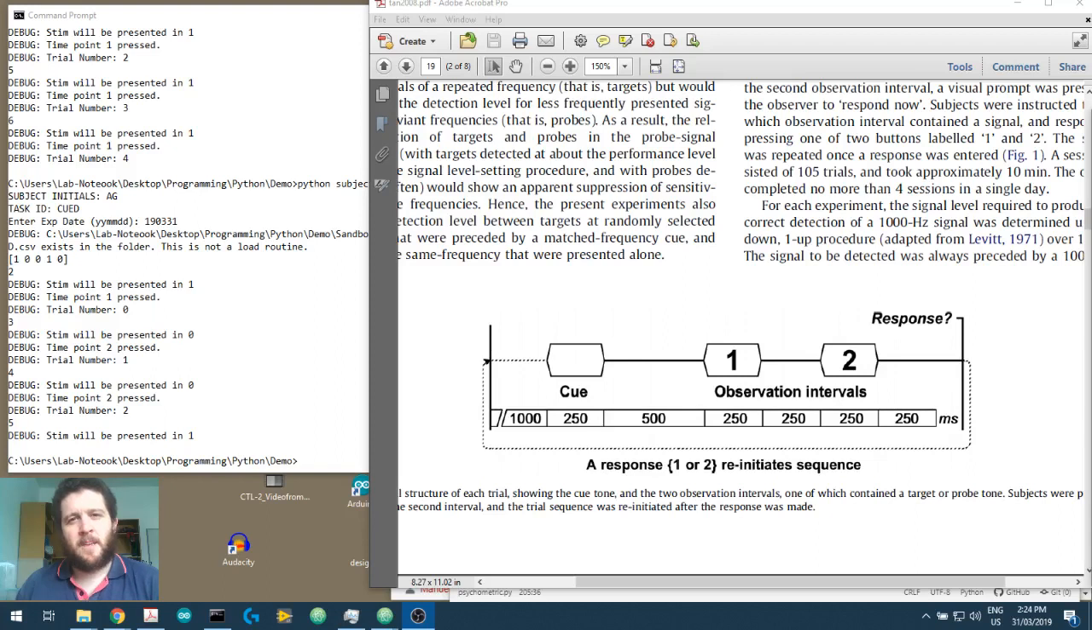G'day. In these videos, we're using Psychopy and Python to create an auditory psychophysics experiment. We are building things from scratch with no previous assets like sound stimuli or routines, and we're starting to build up step by step quite a sophisticated experiment.